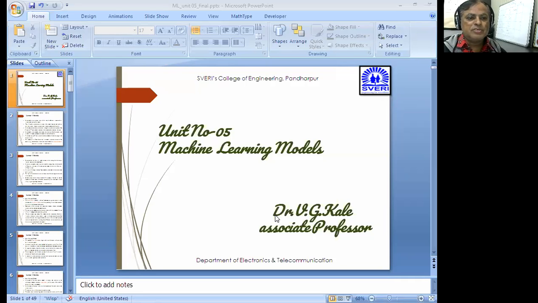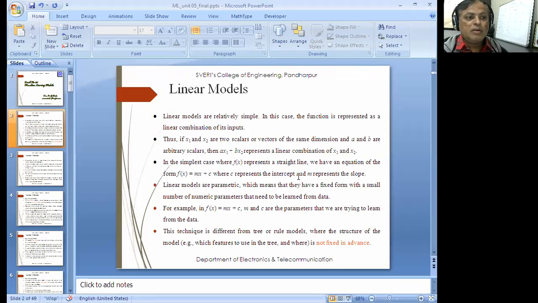That is what we are going to see in unit number 5, which is called machine learning models. We are going to see different types of models and what these models can do in this unit. So one by one we will start. The first one is the linear model. Now, what do these linear models mean?